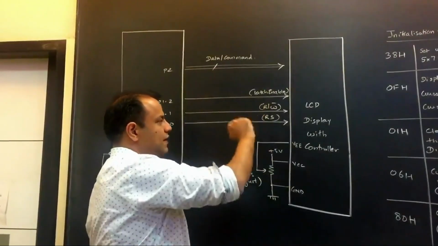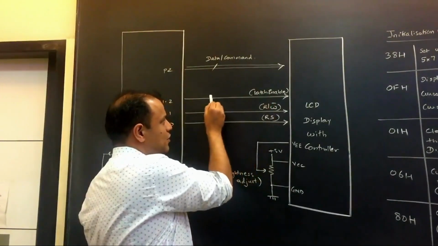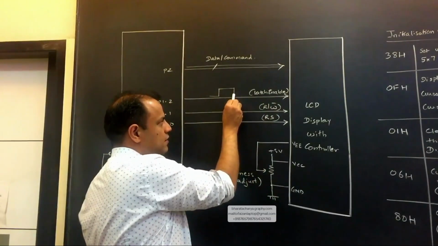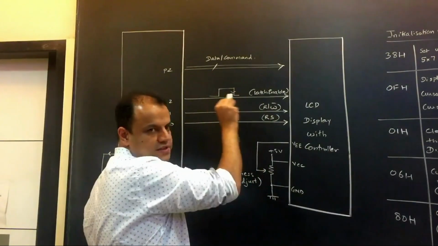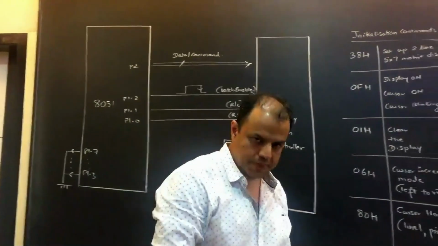Now, whether you send data or a command, you have to latch it, just like the A to D converter. So latch enable should be turned 1 and then turned 0. This action latches whatever you send. It captures whatever you send, whether you send data or command. So that was the interface.